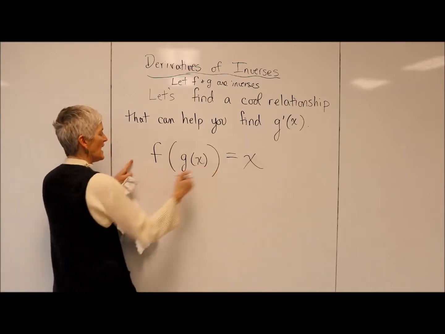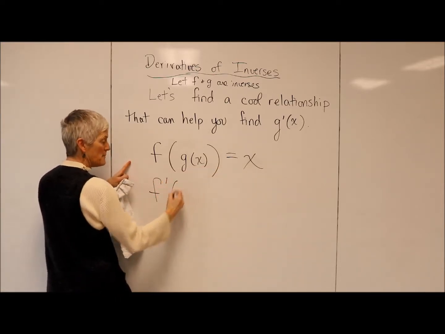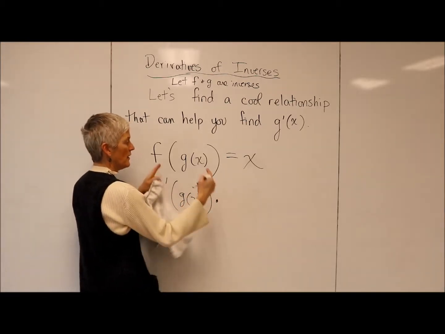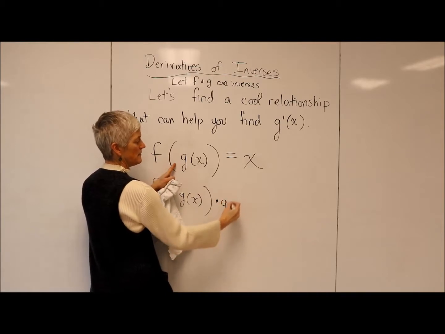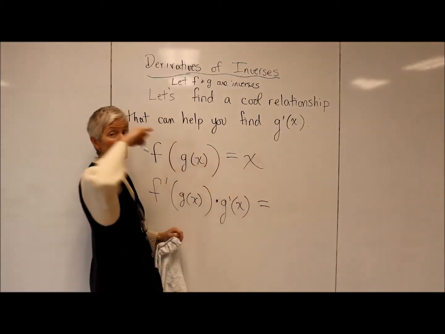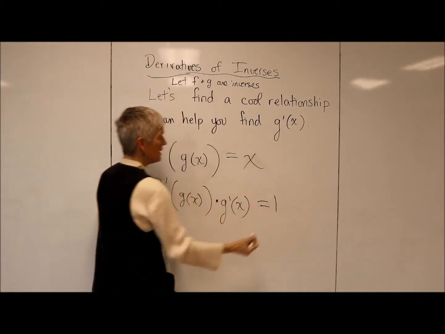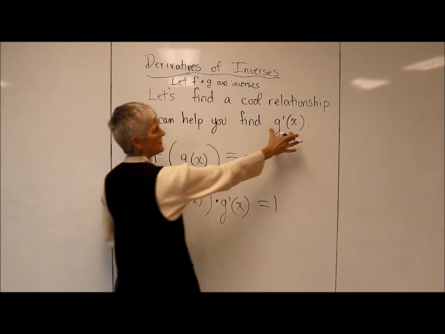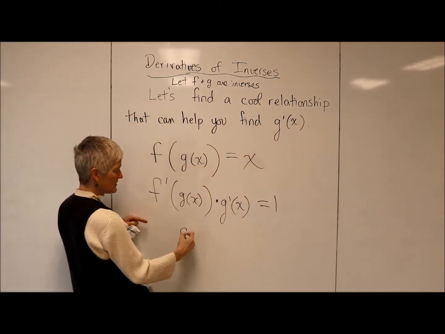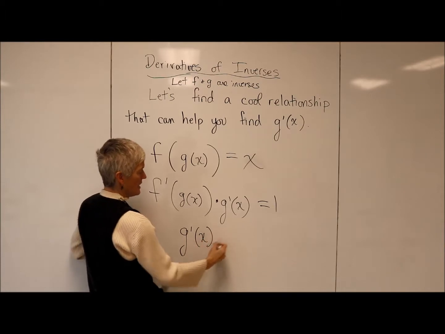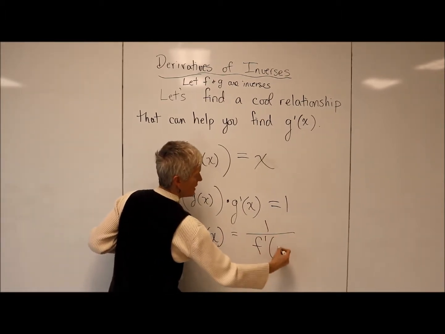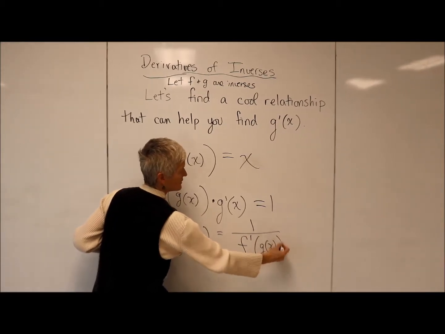So the derivative of the outside is f prime of g of x, times the derivative of the inside. Wow, that's not bad. Derivative of x? 1. So let's see. I want to find g prime of x, so let's get g prime of x by itself. I'm going to divide. Do you still have me? Yep. All right, so that's going to be 1 divided by f prime of g of x.